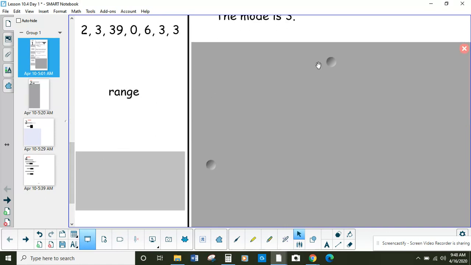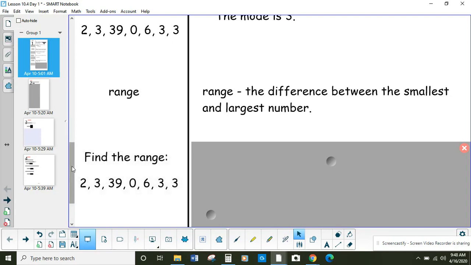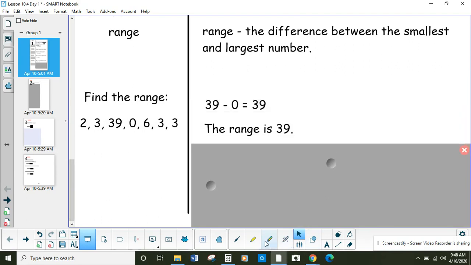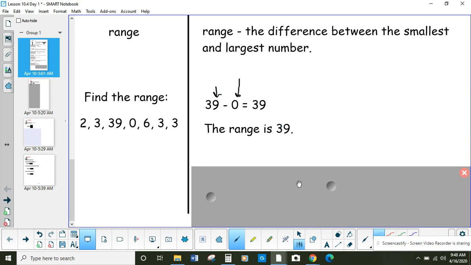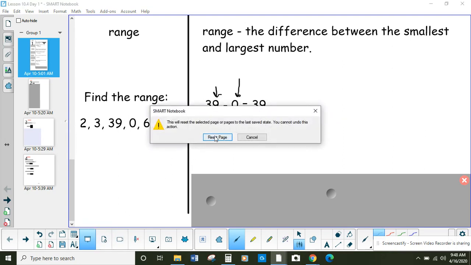First, let's talk about range. Range is the difference between the smallest and the biggest number. So if we wanted to find the range for this data set here, the smallest number is 0, right? The biggest number is 39, and subtract those two, and that's exactly how you find the range. Biggest subtract smallest.